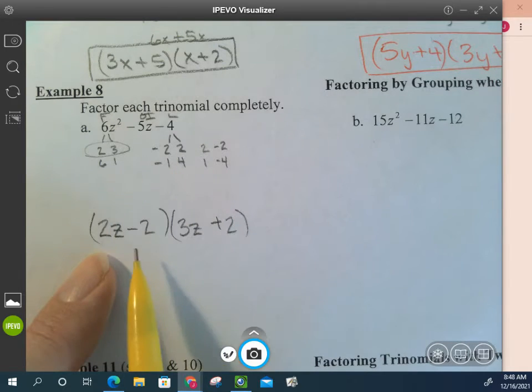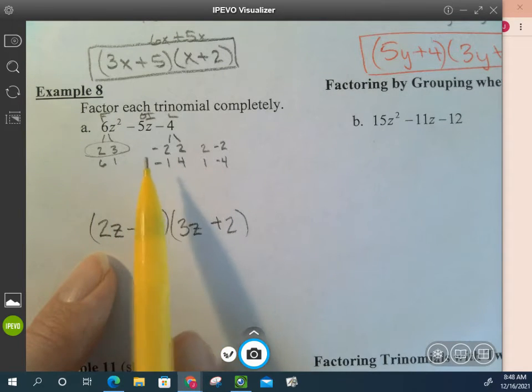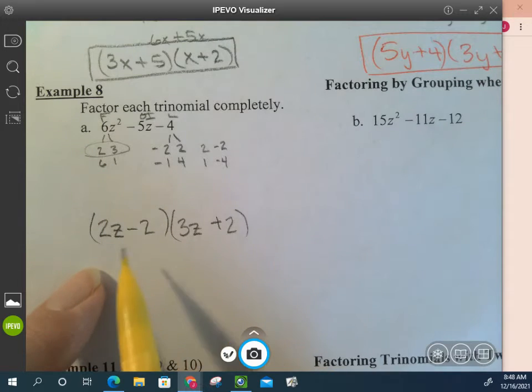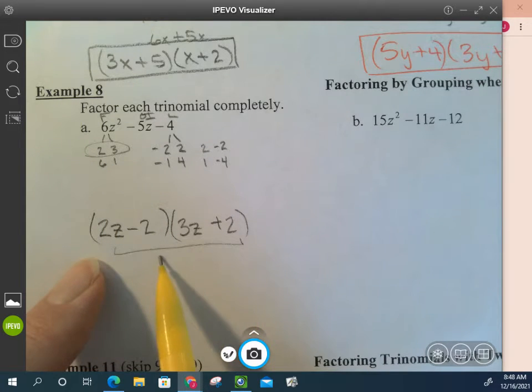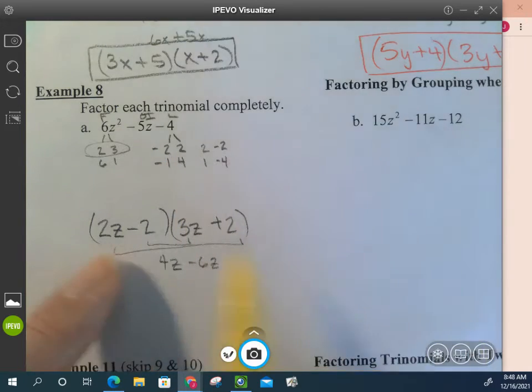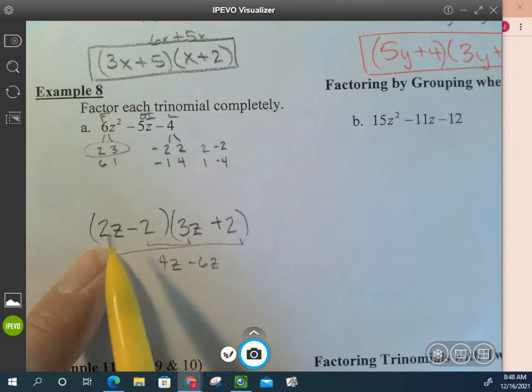If there was no GCF, I can already throw this out. I don't have to try the 2 with the 2. But let's just show it. That would be 4z, and that would be a negative 6z. And that does not give me negative 5. But I would not even waste my time trying this.